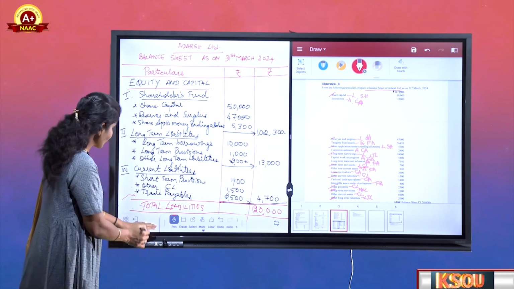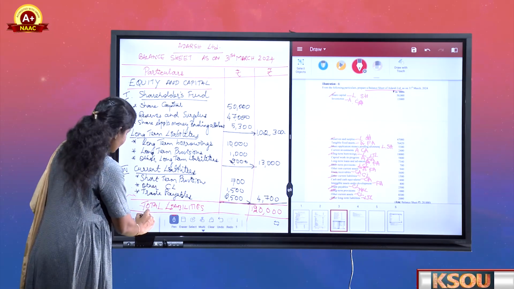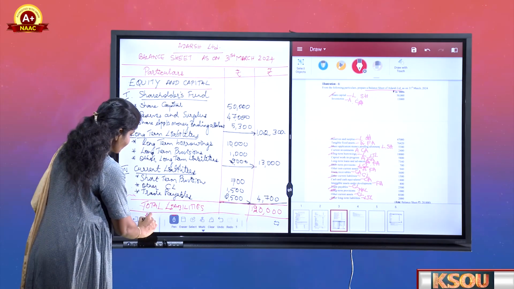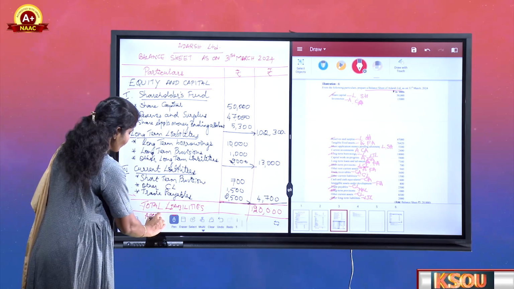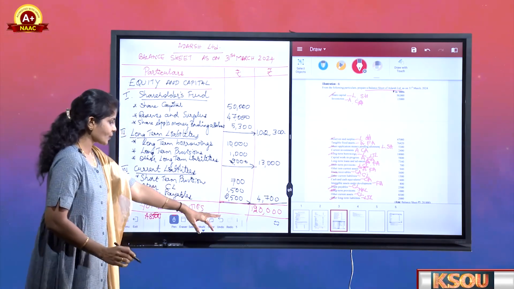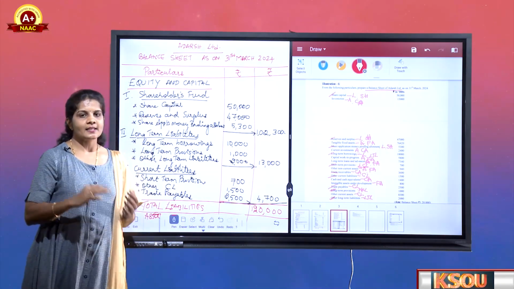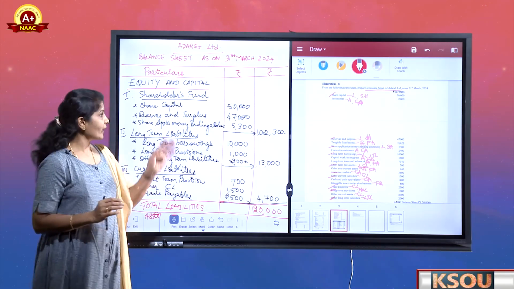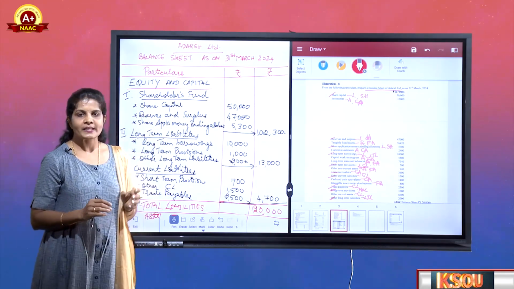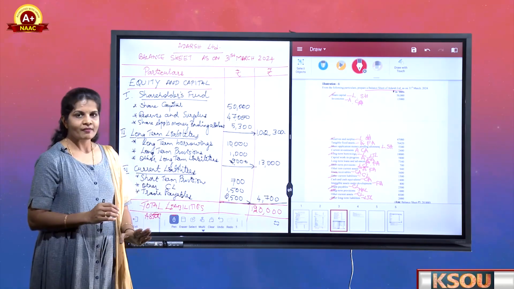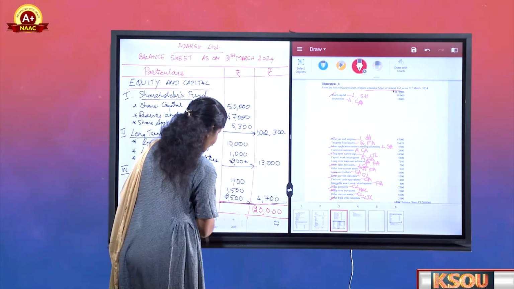So we have to continue here only by taking this as assets. But since we do not have space here, I am going to continue this on the next page. You need not take this in a separate format by writing particulars, amount in rupees, etc. again. So we will continue in the same format itself, with the next page I am going to write.